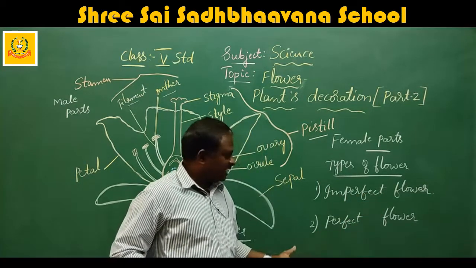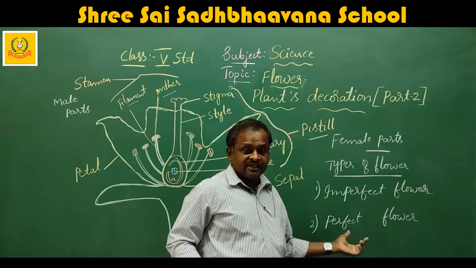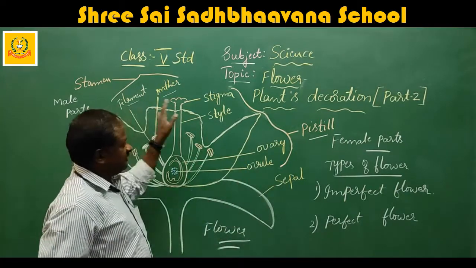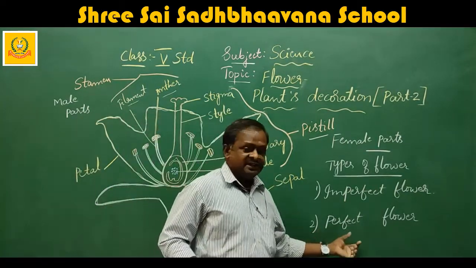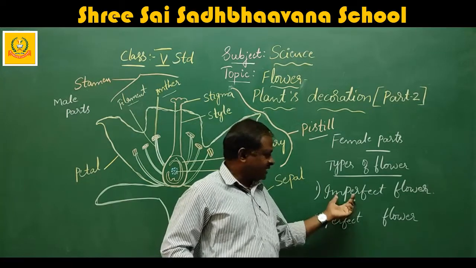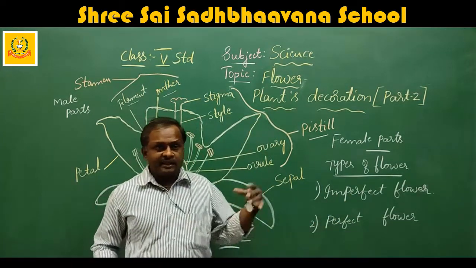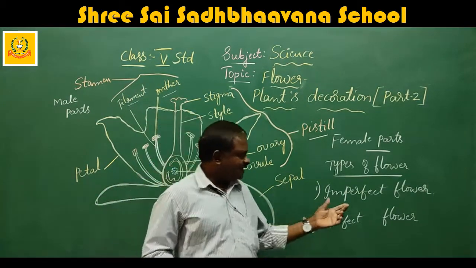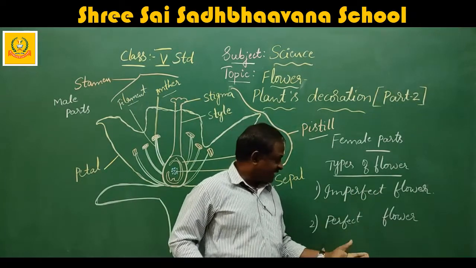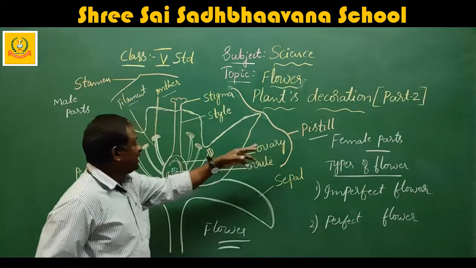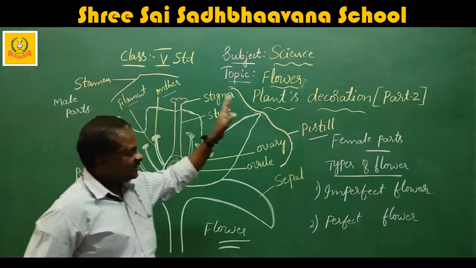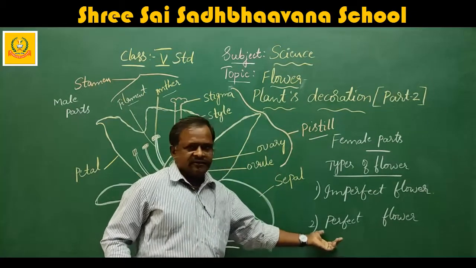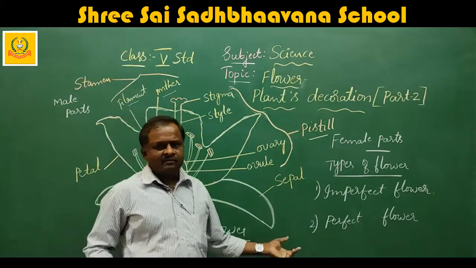And what is a perfect flower? The flower which has got both male and female parts, they are called perfect flowers. I hope you understand. Imperfect means they contain only either male or female. When they contain both, male as well as female, they are called perfect flowers.